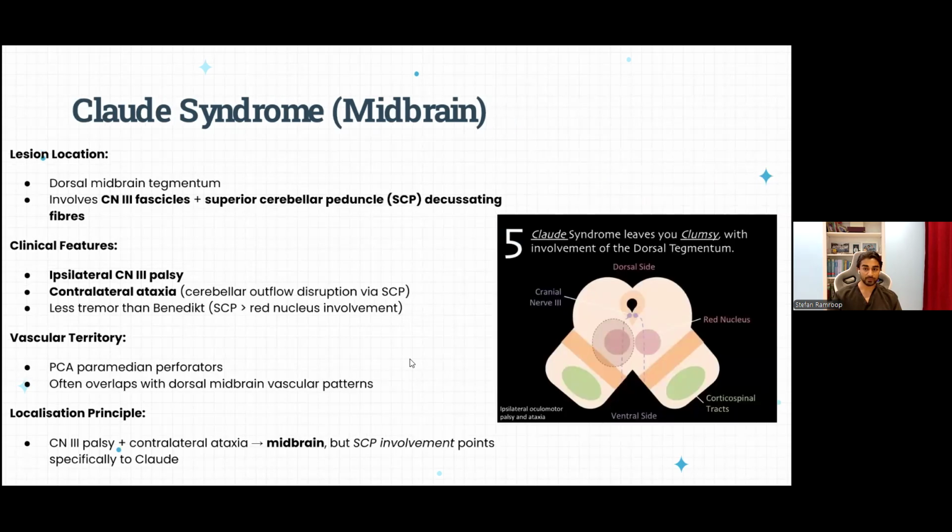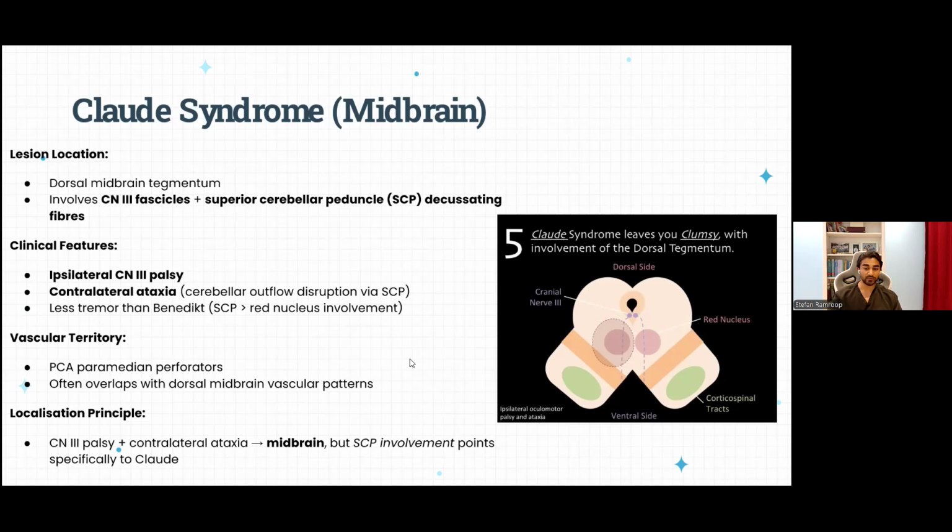Then there's Claude syndrome. Claude syndrome is another oculomotor syndrome, but the distinguishing feature is the involvement of the superior cerebellar peduncle and not the red nucleus instead. So this lesion sits in the dorsal tegmentum of the midbrain. It affects the fascicles of cranial nerve 3 and the decussating fibers of the superior cerebellar peduncle, which carries your cerebellar output towards the thalamus and motor cortex. So clinically, the patient develops an ipsilateral cranial nerve 3 palsy, identical to that seen in Weber or Benedict. The oculomotor findings don't differentiate in these syndromes. So the difference would be contralateral limb ataxia.